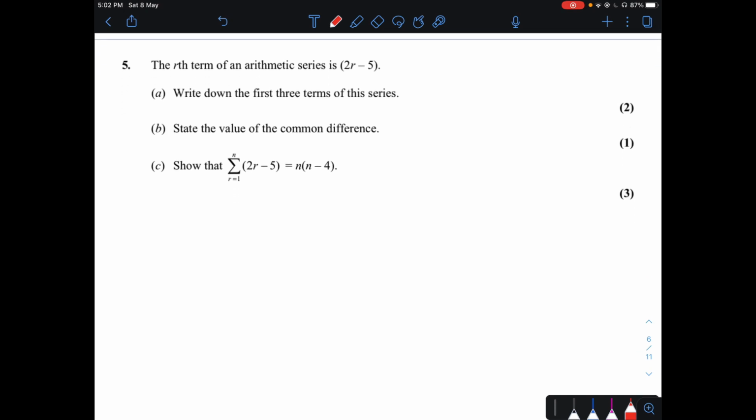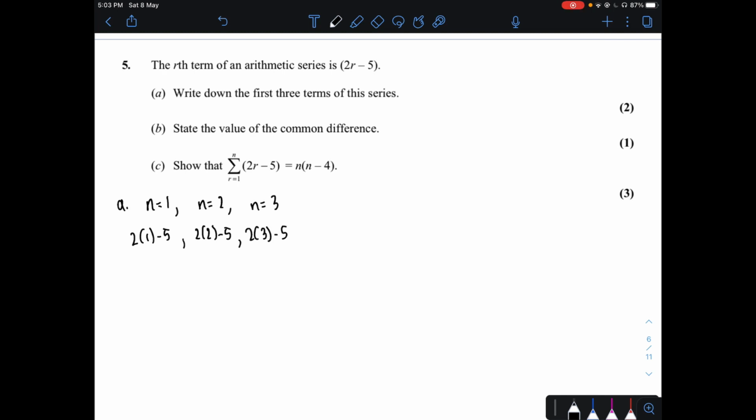We have the rth term of an arithmetic series is bracket 2r minus 5. Part A says, write down the first 3 terms of the series. So that's pretty easy, right? We just substitute when n equals 1, n equals 2, and when n equals 3. So that will be 2 times 1 minus 5, 2 times 2 minus 5, and 2 times 3 minus 5.